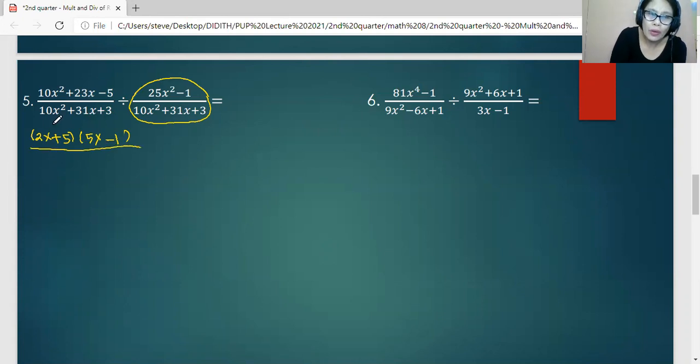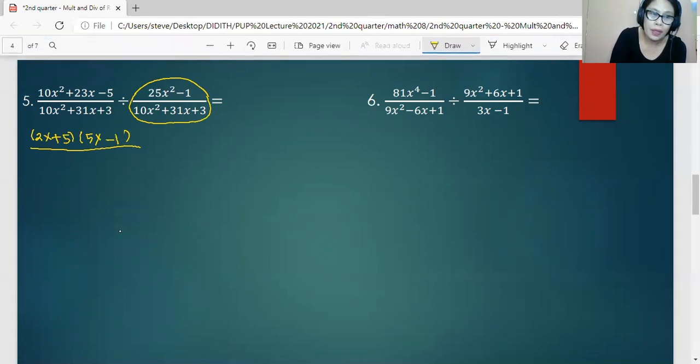Now, class, we will no longer factor this first denominator. Why? Because this is exactly the same as the second denominator. And take note that we will get the reciprocal of this. So this second denominator will be placed on the numerator, and we can cancel this along with the first denominator here since they are the same. Okay, so we will just rewrite 10x squared plus 31x plus 3. And then we will shift to multiplication, but make sure that we rewrite the second fraction by expressing its reciprocal.